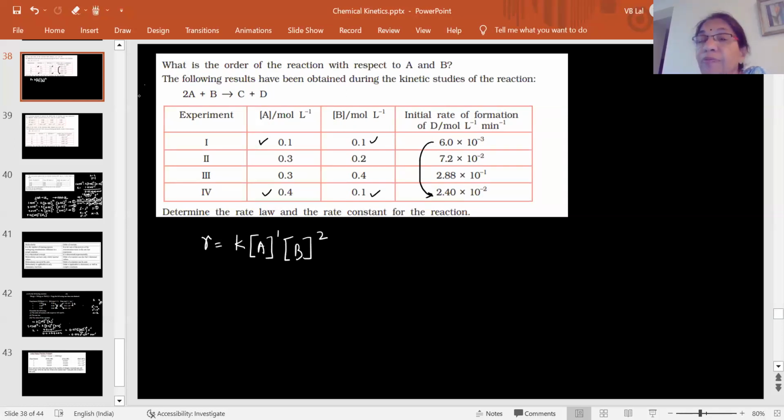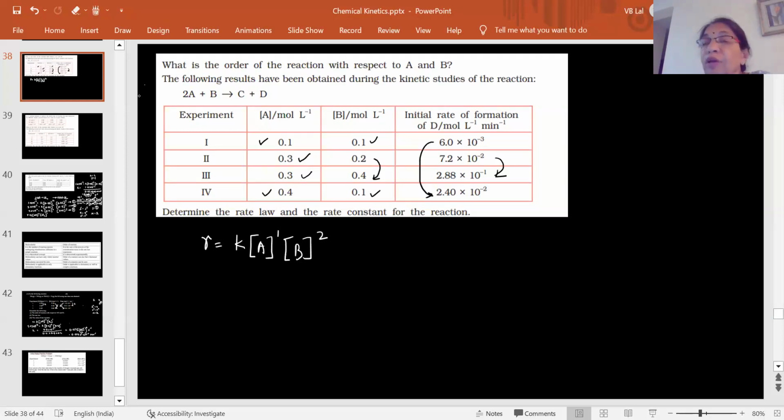When I increase the concentration of A 4 times, the rate is also increasing 4 times. The order is 1. Now, if I take second and third, keeping the concentration of A constant, I am changing the concentration of B. I doubled the concentration. When I doubled it, the rate of reaction is becoming 4 times. So since the rate is becoming 4 times, the order with respect to B is 2. Okay, so you got it.